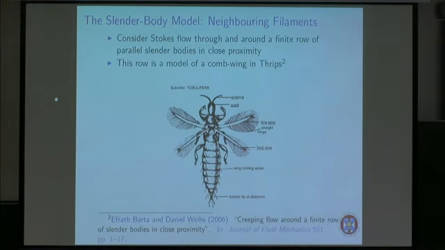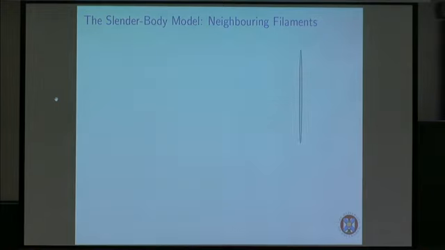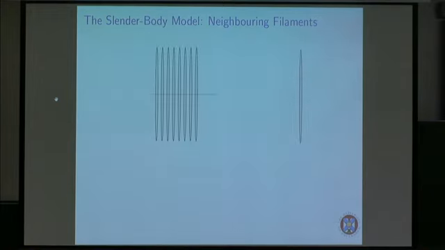So that got me thinking about a model of these tiny little flies that have comb wings. So a paper was brought out where they looked at the Stokes flow past an array of bodies. I'm going to skip, well, maybe not go into too much detail.